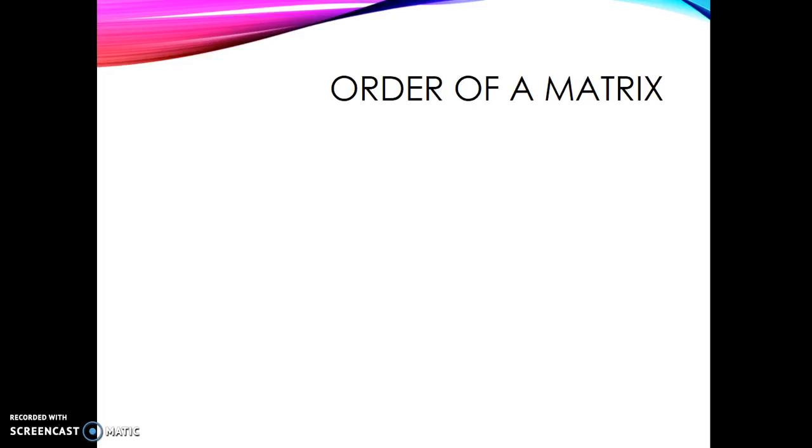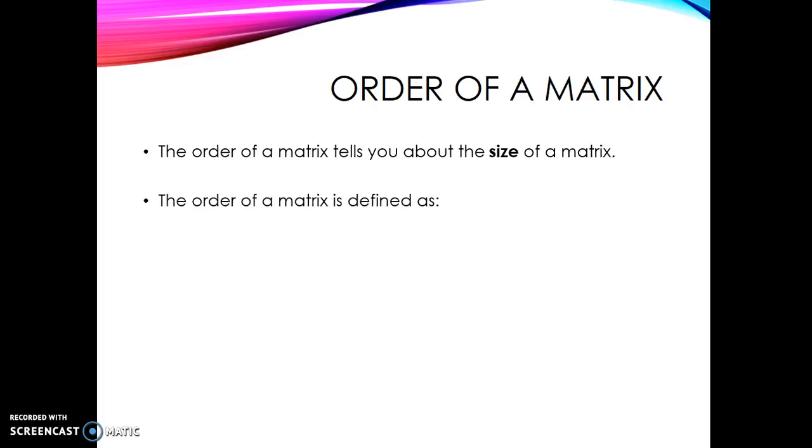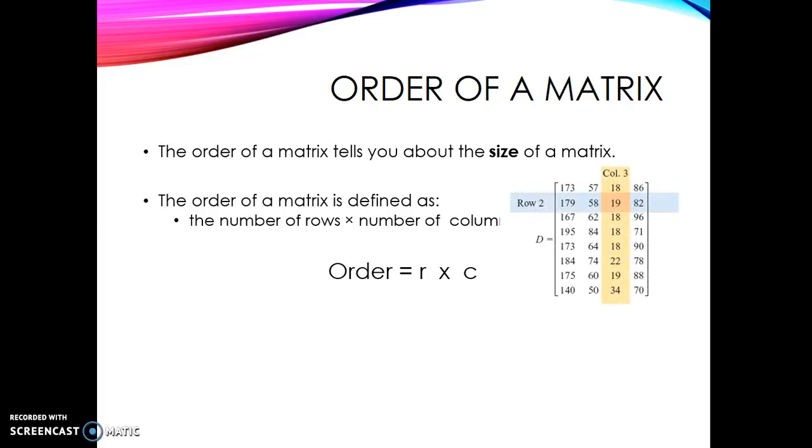The order of a matrix. The order of a matrix tells you about the size of the matrix. The order of a matrix is defined as the number of rows times the number of columns. We don't do the calculation, we just write down the number of rows, put in a multiplying symbol, and write down the number of columns. So the order is rows times columns. This matrix here has 8 rows and 3 columns. So therefore the matrix shown is an 8 by 4 matrix. We don't calculate the value.